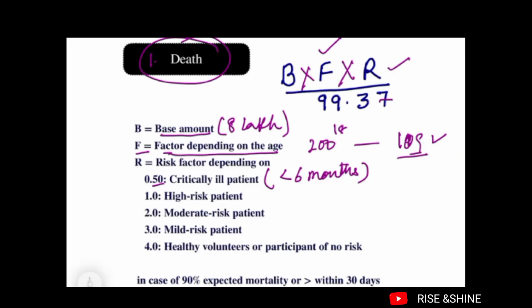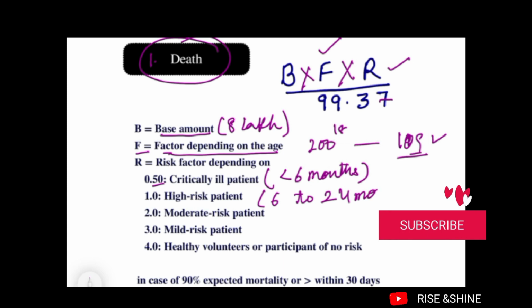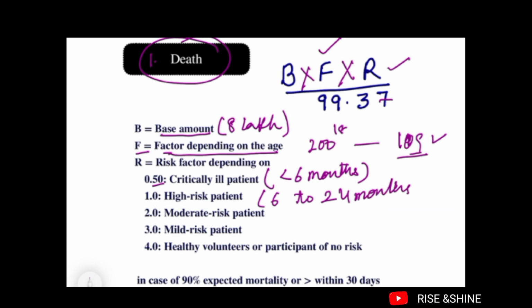How about high risk? Basically, life expectancy is between 6 to 24 months, that is, it is expected that the patient will live between 6 to 24 months. So if it is less than 6 months, then critically ill. If between 6 and 24, it is a high risk patient, then one risk factor will be attached. For a moderate risk patient, 2 will be applied. Mild risk, 3. And when it comes to a healthy volunteer, because they are leading a healthy life, factor 4 will be applied. So this is how the compensation formula in case of death is calculated.